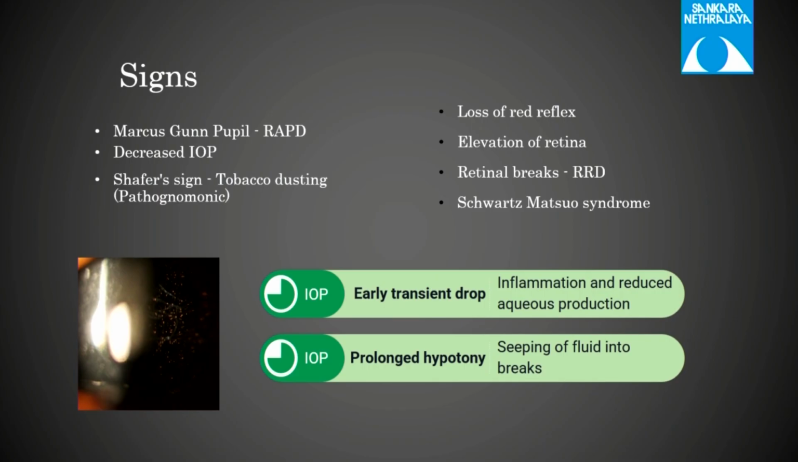Then the signs of retinal detachment: in the affected eye, there may be RAPD present. Hold on, so what is RAPD? How do you check it? RAPD refers to relative afferent pupillary defect, and anywhere between the optic nerve till the nucleus there could be a lesion, and that might result in RAPD. How do we examine RAPD? We have the swinging torchlight test for it.